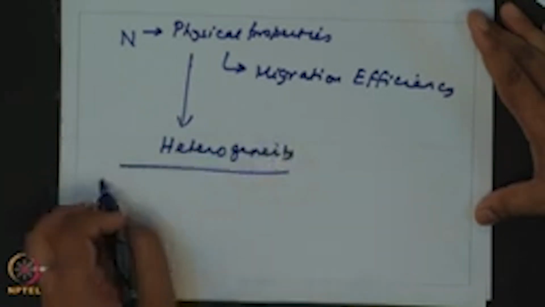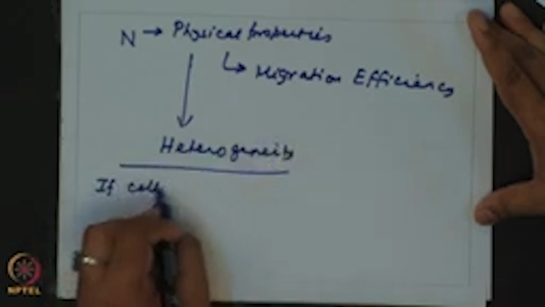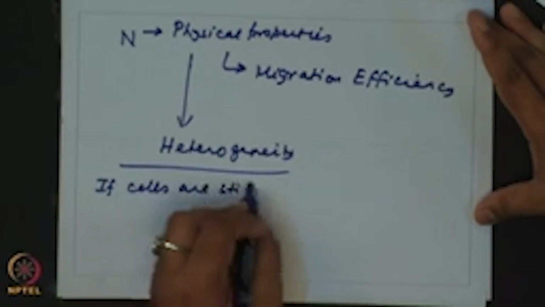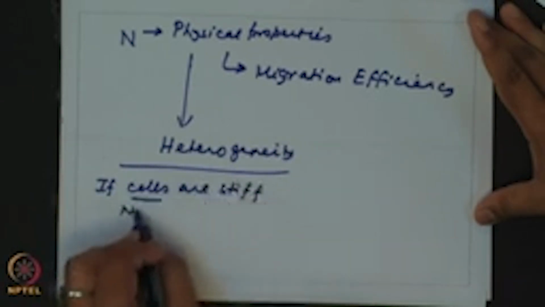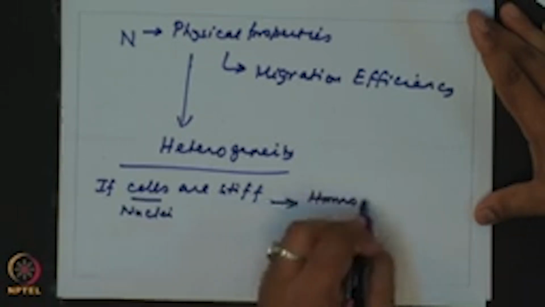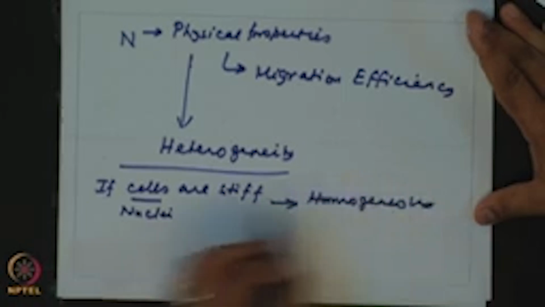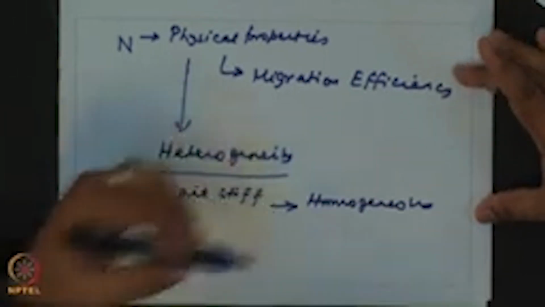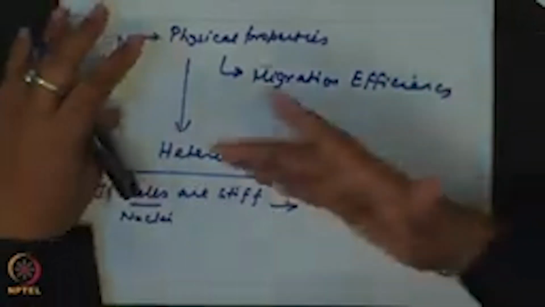So, if cells or nuclei are stiff, then this population should be more homogeneous, less likely to migrate and more homogeneous, because this kind of defects will be less likely. With that, I stop here.